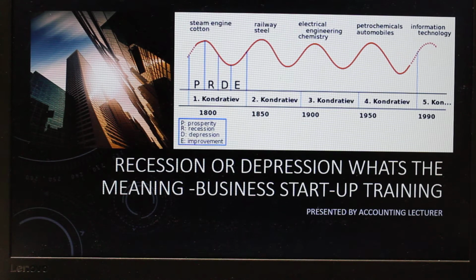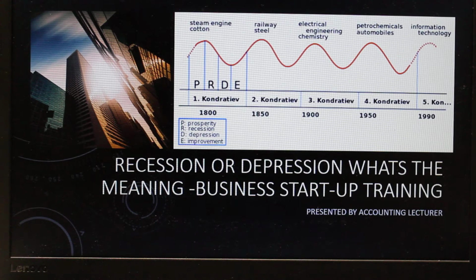Let's first of all look at an acronym: PRDE. P is prosperity, R is recession, D is for depression, and E is for improvement. In the quadrants here, P is where we have prosperity or growth. R is where we have recession, in a downward trajectory. D is depression, also in a downward trajectory. And E is improvement. And that cycle continues over several periods.